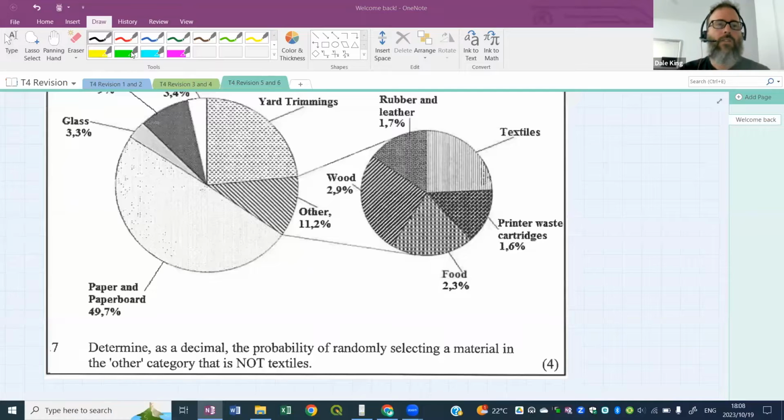Charles is saying 4 out of 5. Yes, very good. Having a fresh look at this question seems a lot easier now, doesn't it? We're only looking at the other category. You see the words in the question, the other category, which is this one here. The other category has 5 materials: rubber, wood, food, printer waste, and textiles.